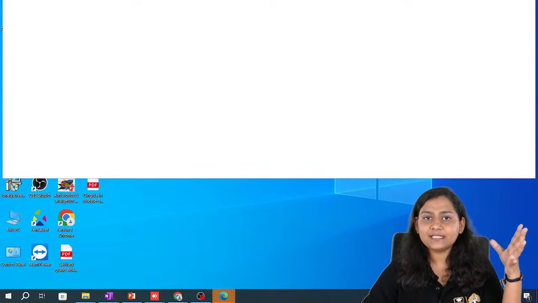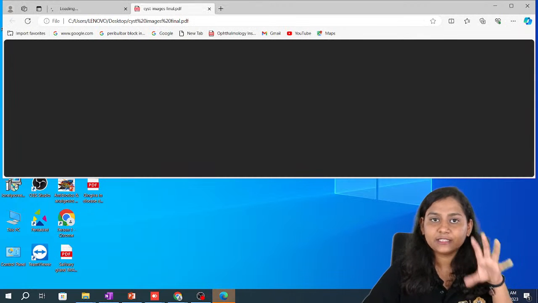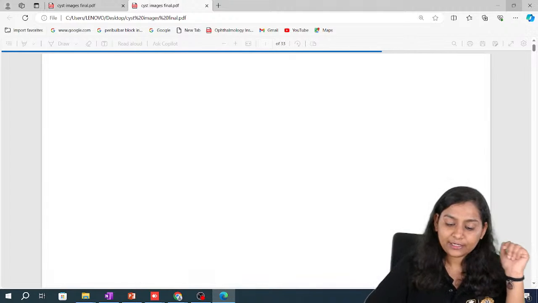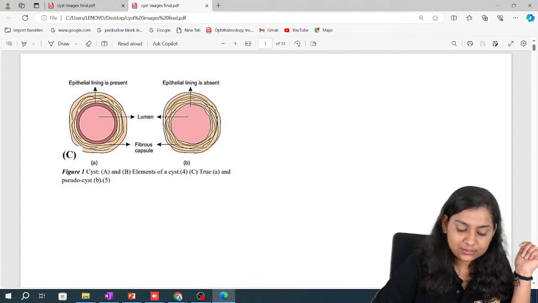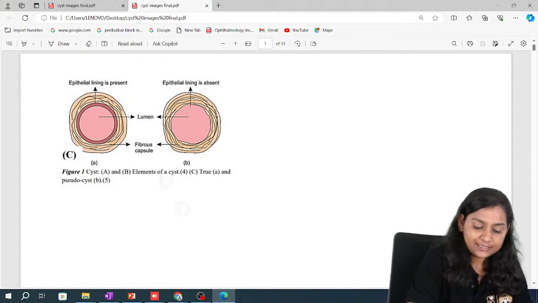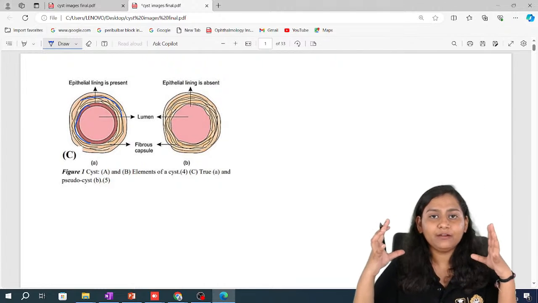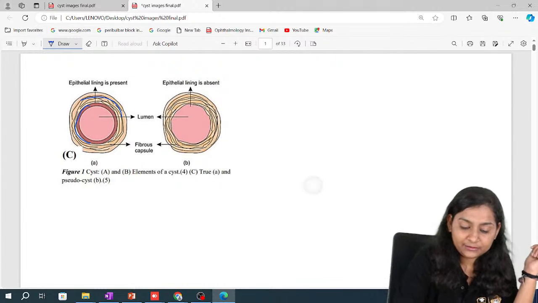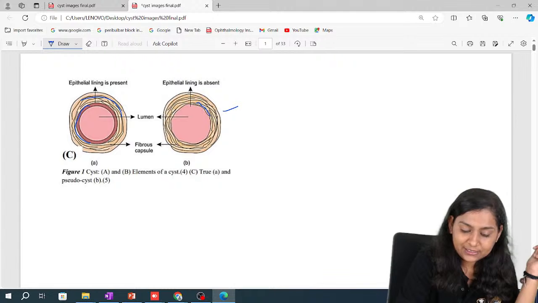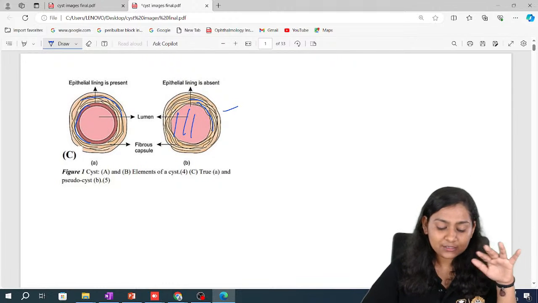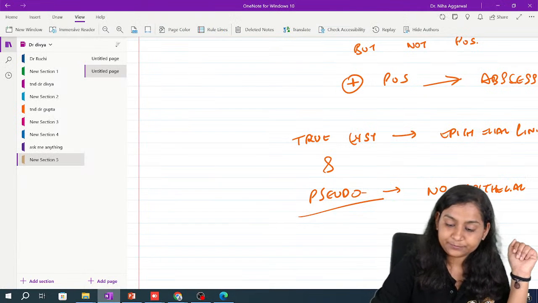So any cyst has three parts. It has a lumen, it has an epithelial lining, and it has a connective tissue capsule. Okay. So in this image of a true cyst, there is a presence of lumen, epithelial lining is present, and it is surrounded by a fibrous connective tissue. But this is a pseudocyst where there is no epithelial lining. There is a lumen which is surrounded by a connective tissue lining, with no epithelial lining.